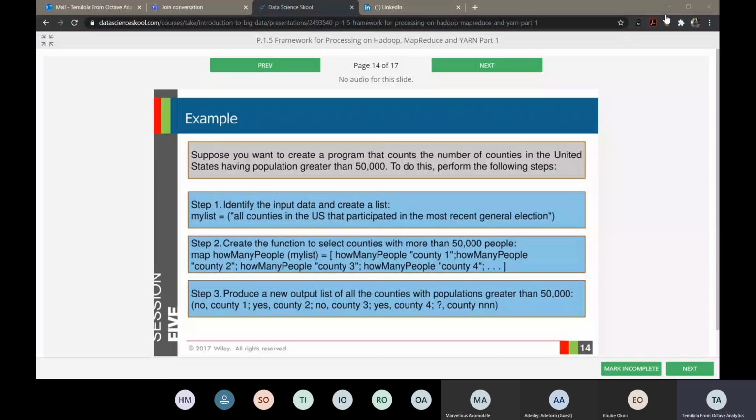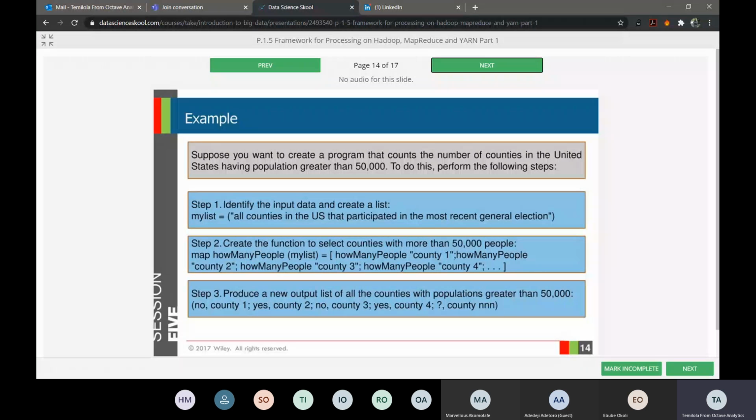Okay, so for each state, where are those states that have at least 50,000 people in the United States? That's the very first thing. So the very first thing it will do is count how many eligible voters there are per state. Let's say county one, how many people do we have? Then after counting the number of eligible voters we have per state, we have that answer already.